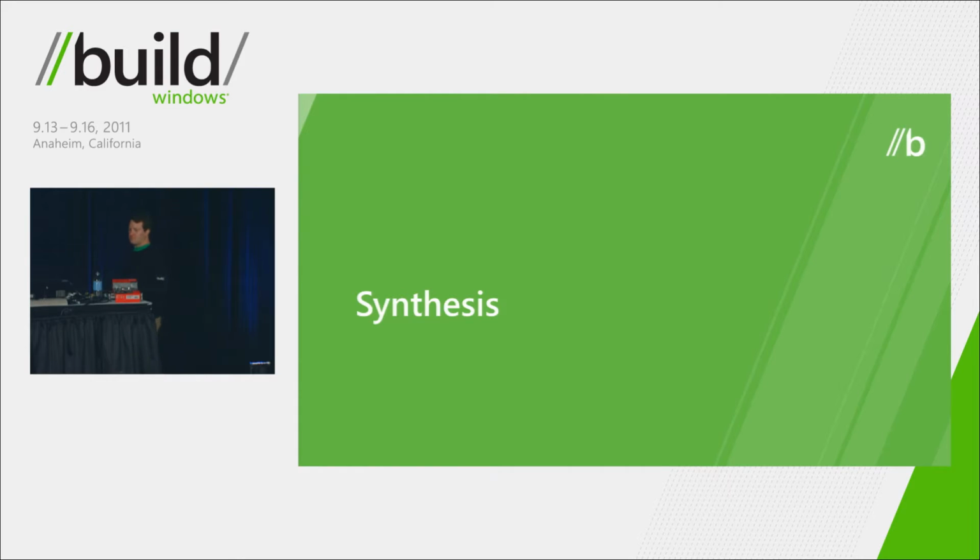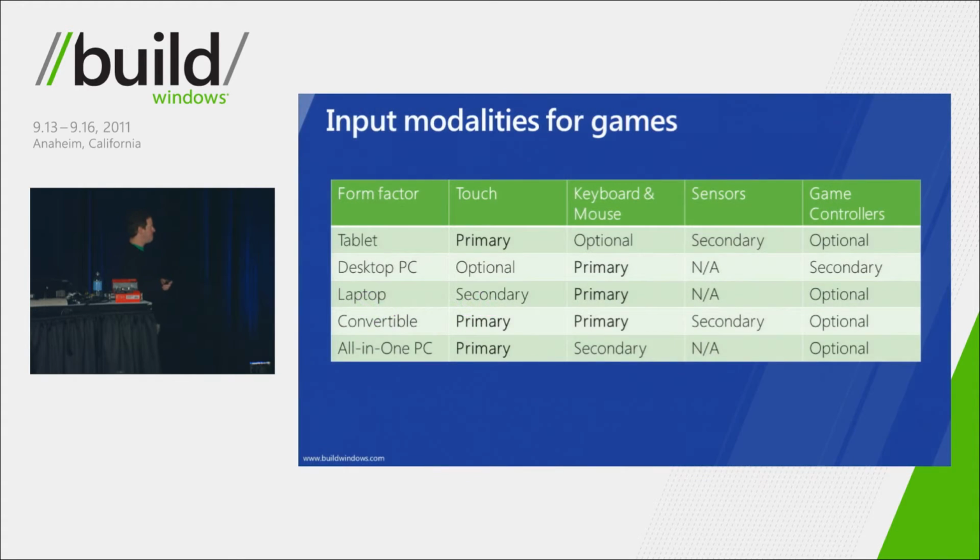Okay, so let's put this all together. This is a big, ugly chart that I put together that hopefully looks kind of scary, like, oh my goodness, we've got all of these different types of devices, and touch is on some and not on others, and sensors are there on some and not others, and game controllers are optional.